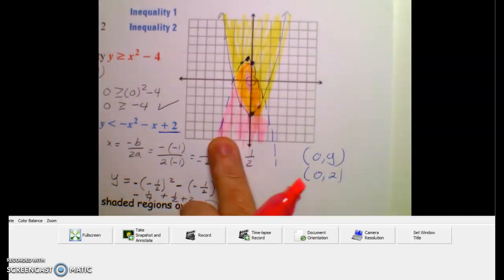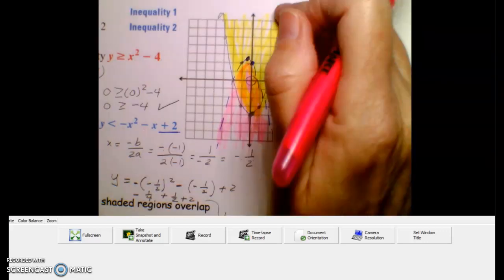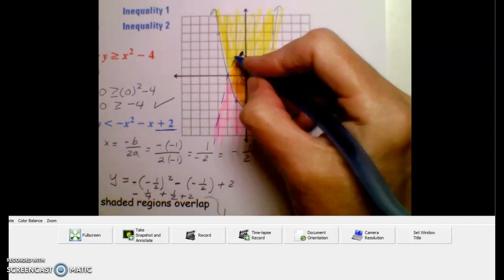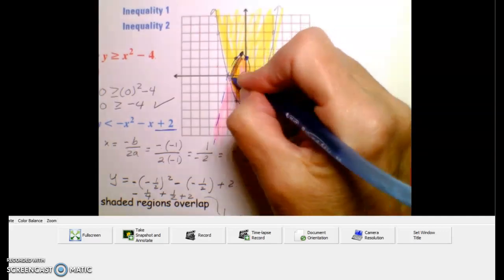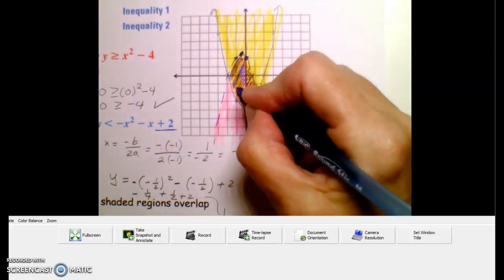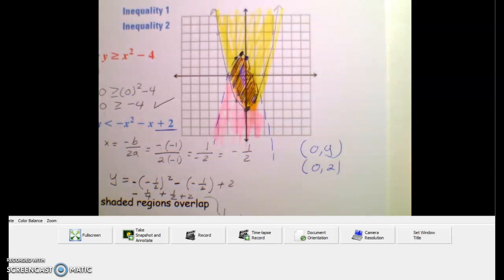So for this blue parabola, it goes on and on. For this parabola going this way, it goes on and on. What we're looking for is where those two overlap. And where do they overlap? They overlap right here, and I'm going to shade it in. And that's where our solution is.